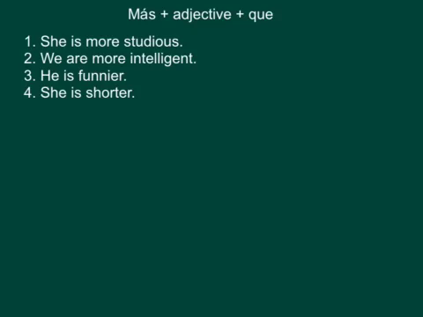So go ahead and pause this and see if you can do these on your own. So you're writing 1 through 4 in English and you're writing 1 through 4 in Spanish. Just make sure that your studious right here agrees with she, and make sure that your intelligent agrees with we, which is more than one person.